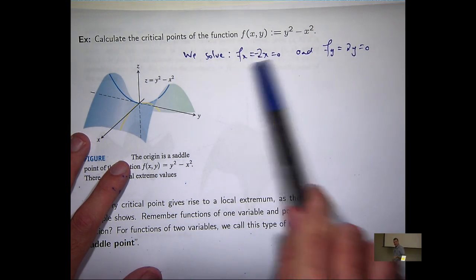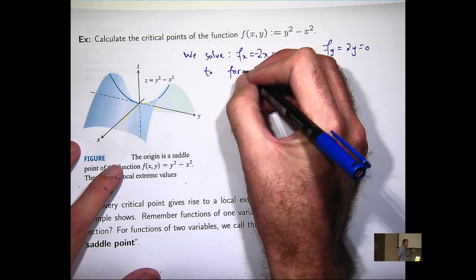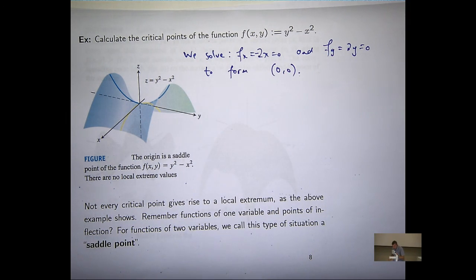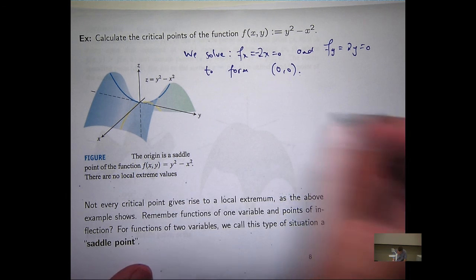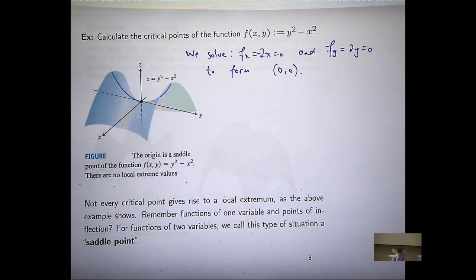So we calculate our partials, set them equal to 0. So our critical point occurs at 0, 0. But look at the graph. Look at the surface. That's where our critical point occurs, and the value of f at that point is 0.